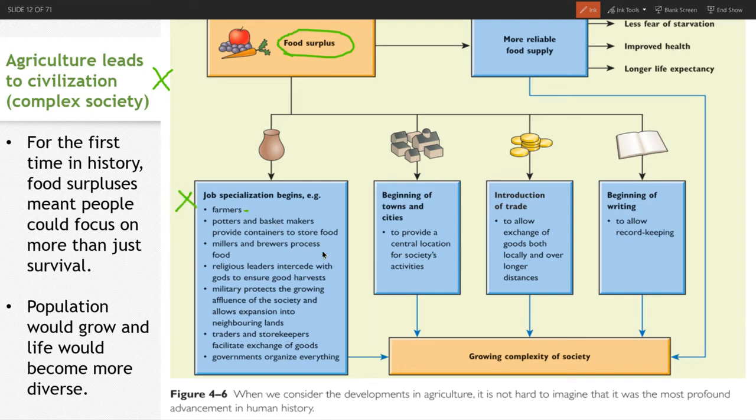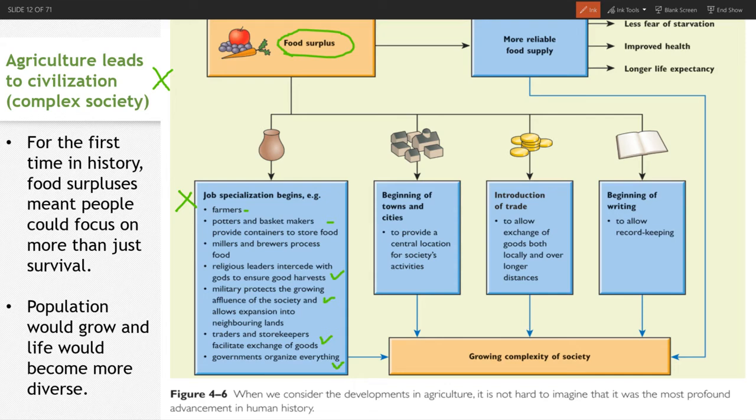Some people remain farmers. You get others who make pots and baskets to contain food and other materials. You get some people who become religious leaders. Some people focus on the military, professional soldiers, that kind of thing. Merchants, traders, storekeepers. And we get governments that begin to organize things. Population is starting to grow now because you have more food, right? So instead of 20 to maybe 50 or 70 people in a community, you could have a larger town or city that could have 1,000 people, could have 10,000 people, 50,000 people, depending on where you are and at what time.